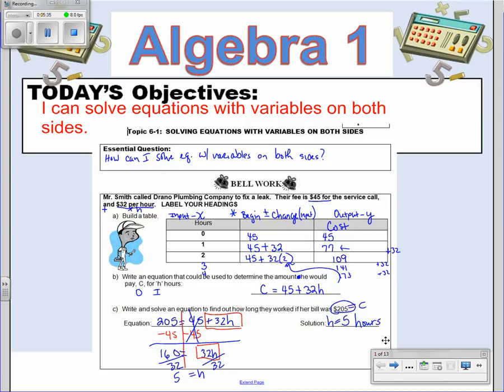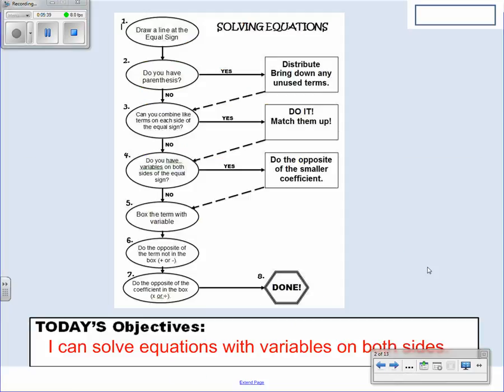Now we are going to go on to our lesson for today. Before we start, it's a good time to pause the video and see if you can find the solving equations flowchart that you have used before. Some of you may have it in a spiral, some may have to just print it out again. So at this time, if you need to, pause and find your flowchart.